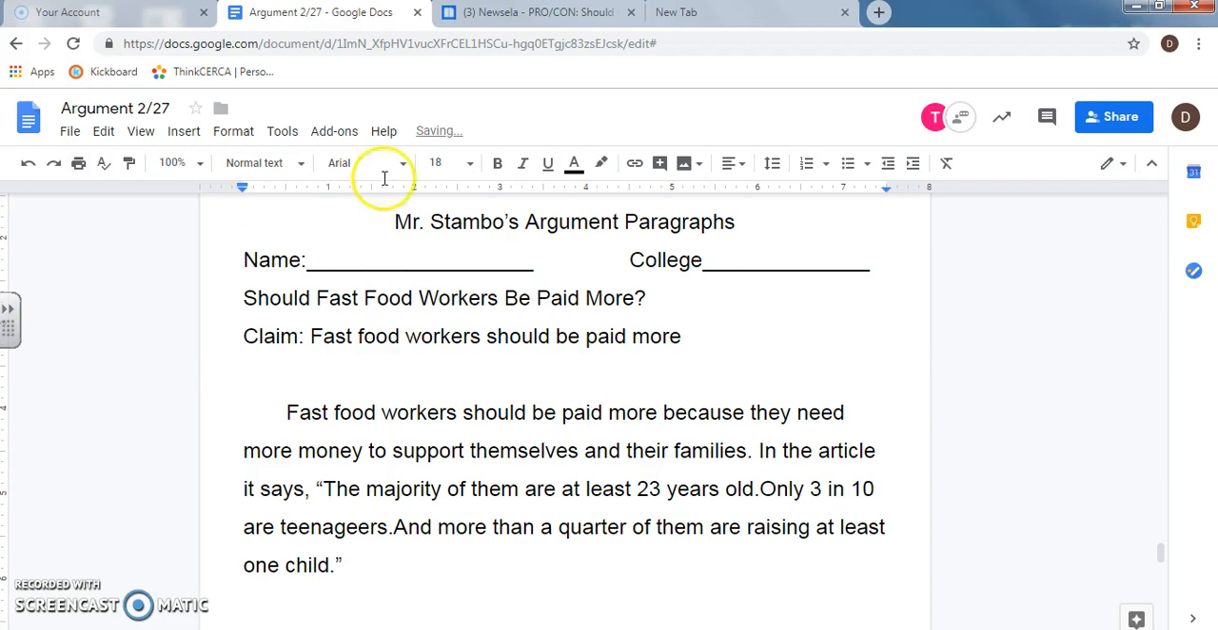Boom, got my evidence. It's cited correctly. I closed my quotes. Okay, but now I got to do my reasoning to explain this evidence and how it makes my argument for me. So you're connecting your evidence to your reason and to your claim.